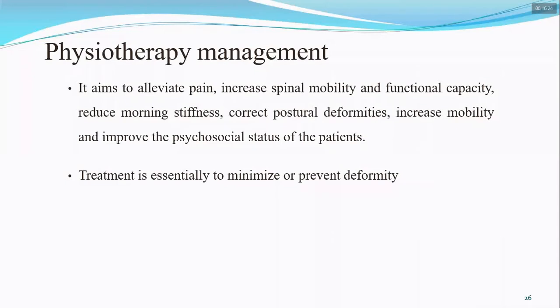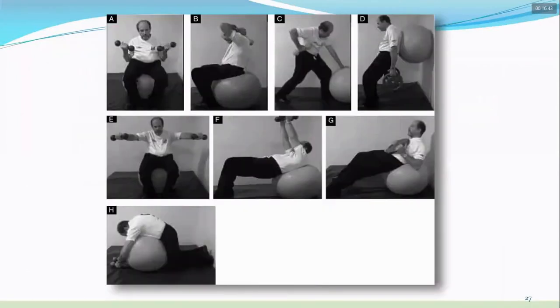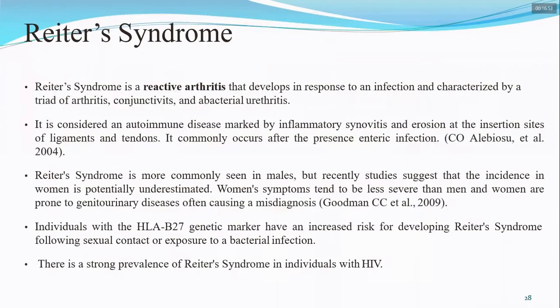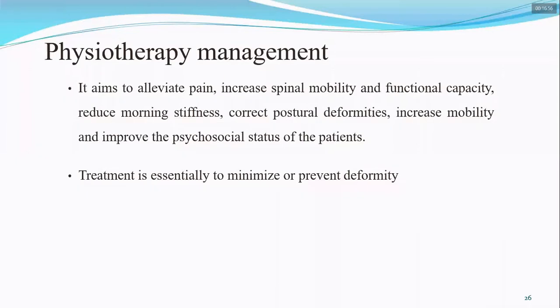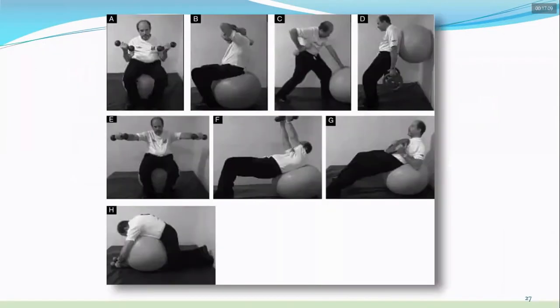Now coming to the physiotherapy management. This is another main management for the treatment of ankylosing spondylitis. Its basic aim is to alleviate pain, increase spinal mobility and functional capacity, reduce morning stiffness, and correct postural deformity. Treatment is essential to minimize or prevent deformity. These are some of the pictures of exercises to be done by the ankylosing spondylitis patient. These are the principles and basically the aims of the physiotherapy management.